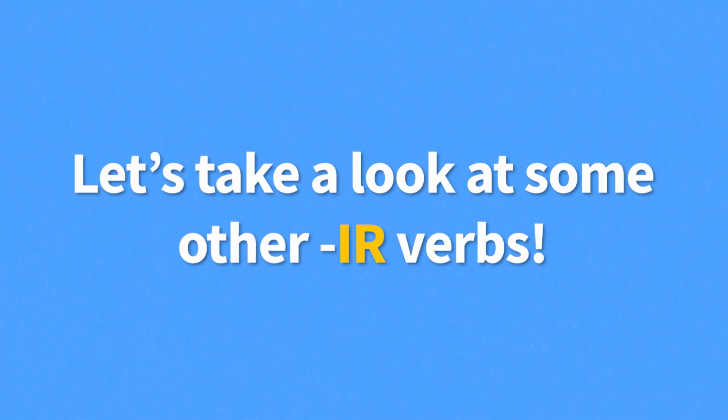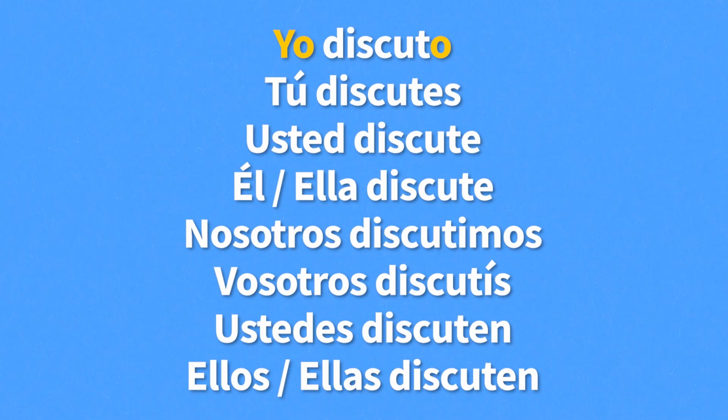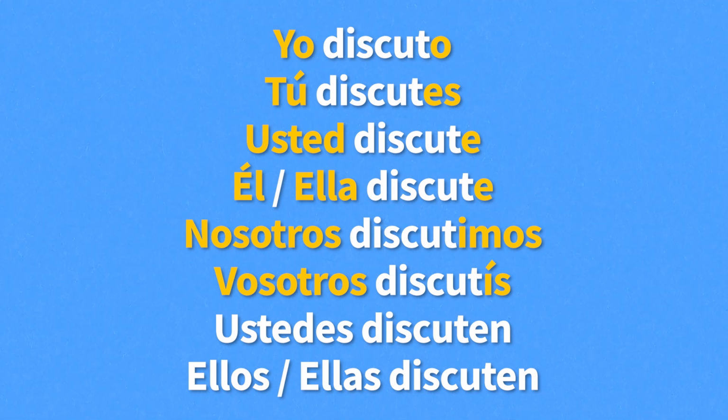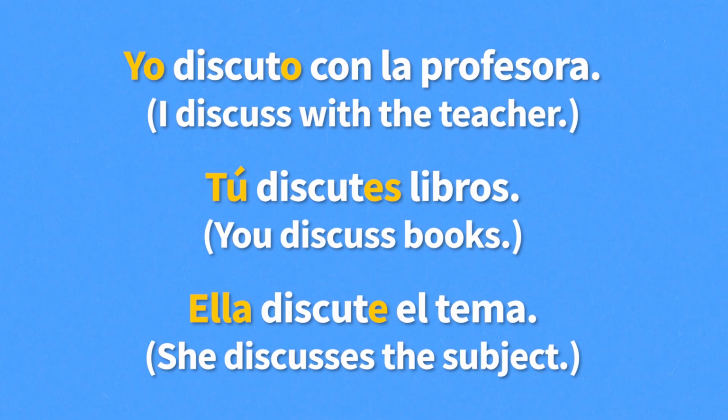Now that we know the conjugations, let's take a look at some other IR verbs. Let's start with the verb discutir, or to discuss. Remember, you take off the IR and add the appropriate endings to the stem. So it would be yo discuto, tú discutes, usted discute, él, ella discute, nosotros discutimos, vosotros discutís, ustedes discuten, ellos, ellas discuten. Here are some example sentences of the verb discutir.